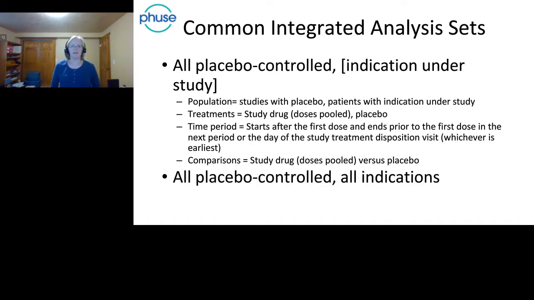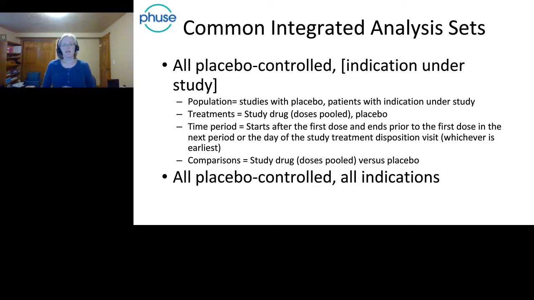Another common integrated analysis set is just a simple all placebo-controlled studies. In this case, it would be any study that has a placebo and the treatment under study. Right? And your comparisons would be just study drug and placebo. In this case, it's more often where the dose arms are pooled. And when you pool dose arms in this case versus placebo, you are avoiding confounding and can stratify by study. You define your time period, and then you compare study drug with placebo.